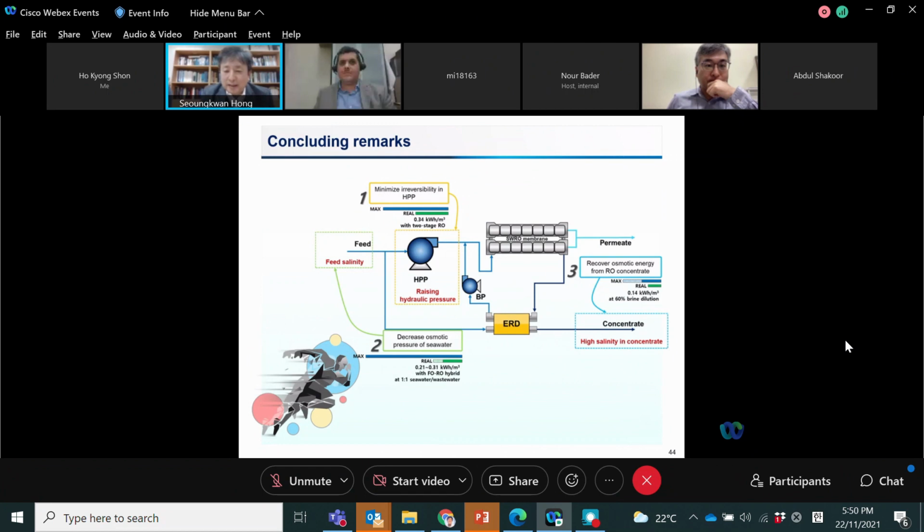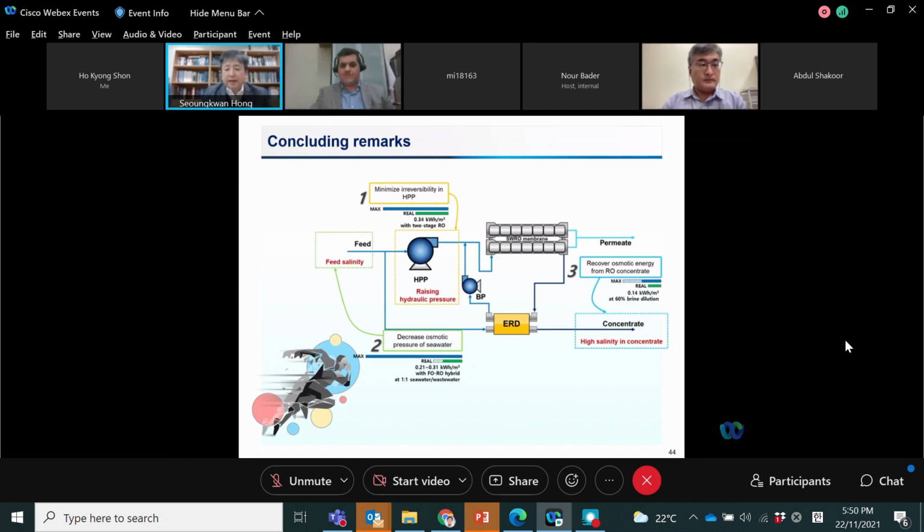This is a concluding remark. The maximum available margin and actual achievable energy reduction and the SEC of SWRO in each improving technical option that we have discussed in the presentation are shown in this slide. Based on this analysis, primary conclusions are summarized as follows.